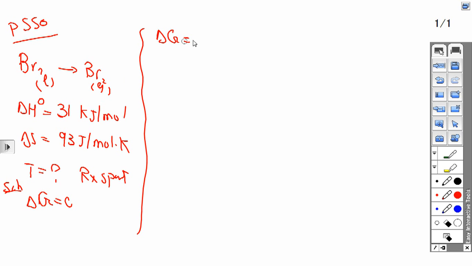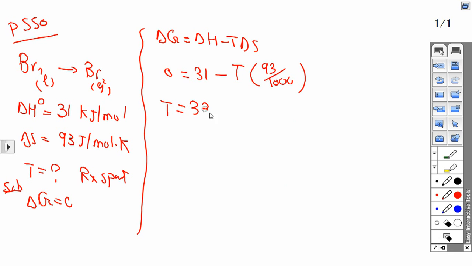Delta G equals delta H minus T delta S. So put delta G equal 0, and delta H equals 31 minus T multiplied by delta S. Delta S is in joule. We can't use delta H in kilojoule and delta S in joule. You have to convert delta S into kilojoule. We change joule into kilojoule by dividing over 1000. Okay, so T in this case will equal 333 Kelvin.